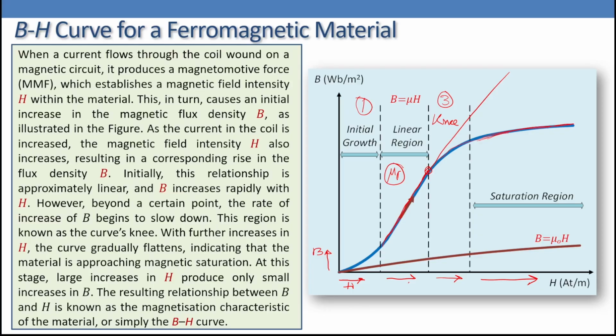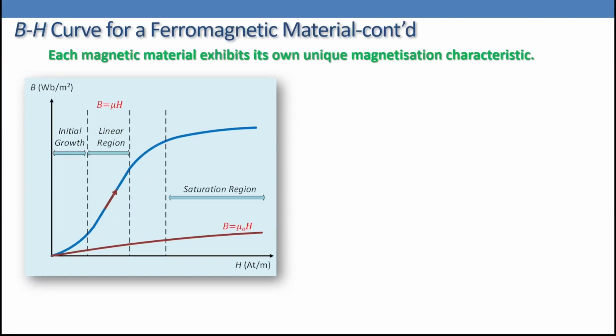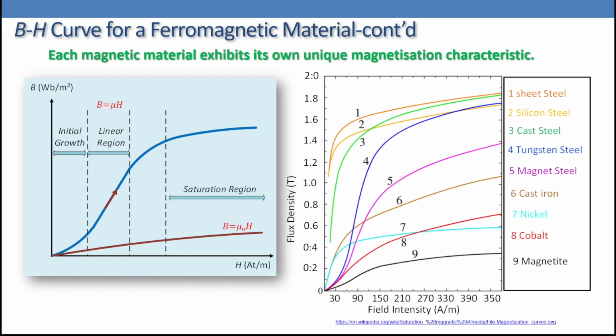But there is a question now. Is this BH curve genuine for all the materials? The answer is no. Each magnetic material exhibits its own unique magnetization characteristics. Let's take an example. We have an example here with 9 different materials. Each one has different magnetization characteristics.